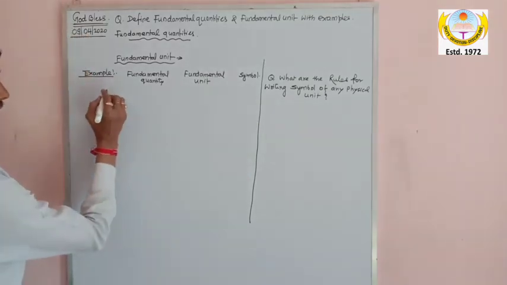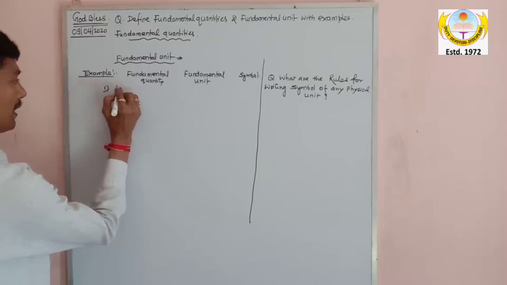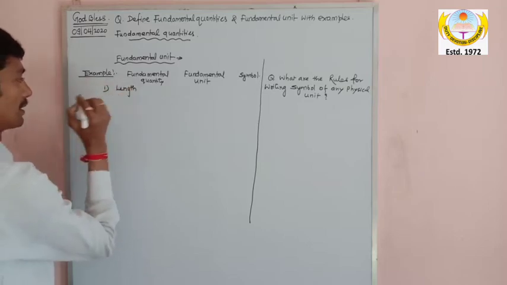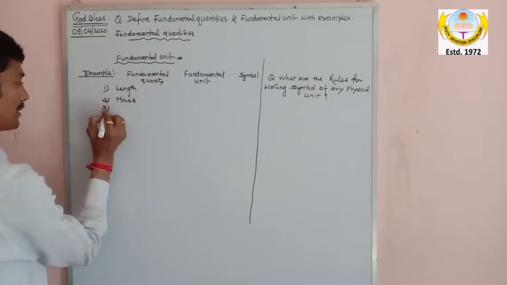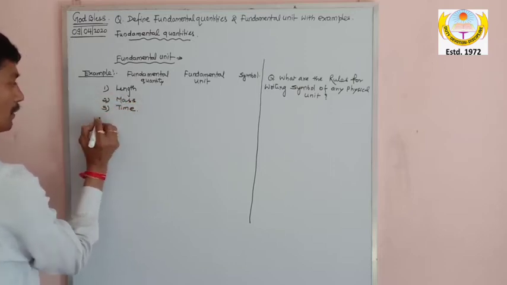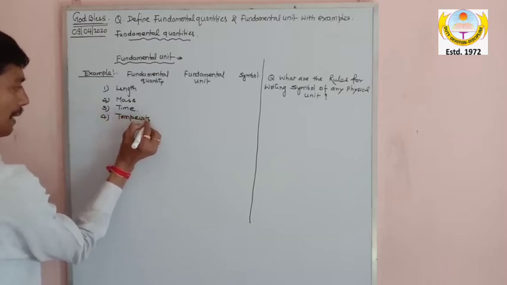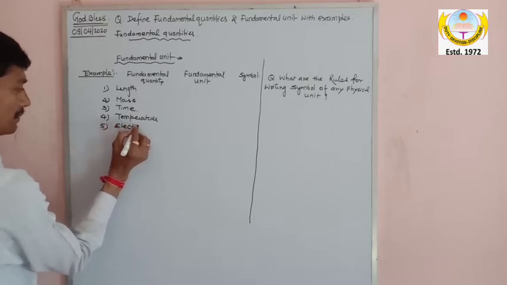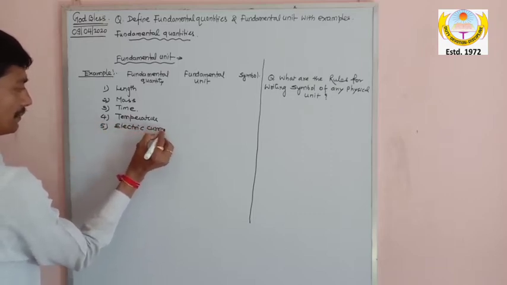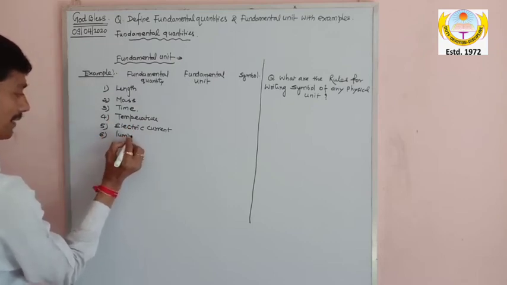Now let us start. You all know that there are 7 fundamental quantities. The name of the first fundamental quantity in the universe is length, second is mass, third is time, fourth is temperature, fifth is electric current, sixth is luminous intensity.